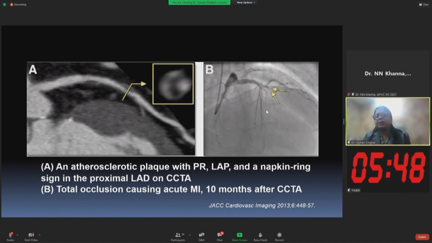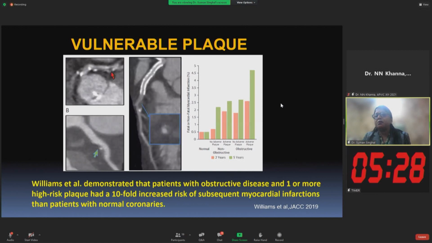And 10 months later, the patient presented with an acute MI, and the same plaque was involved. If they see these vulnerable plaque features, we should report them, because this will help the clinician to diagnose that yes, this is a plaque, this should be treated before it actually ruptures.